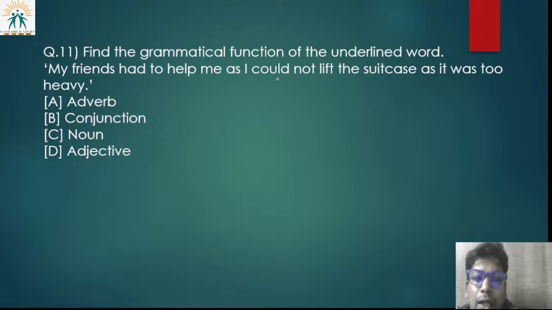Okay, let's take up a difficult word. For example, could. Now, what would you classify could as here? It's a verb, right? Past tense of can. So there is no option here for that. So let's go for, let's say, too. This would be interesting. If I ask you, my friends had to help me as I could not lift the suitcase as it was too heavy. What would you classify too as? Is it an adverb? Is it a conjunction? Is it a noun or an adjective?